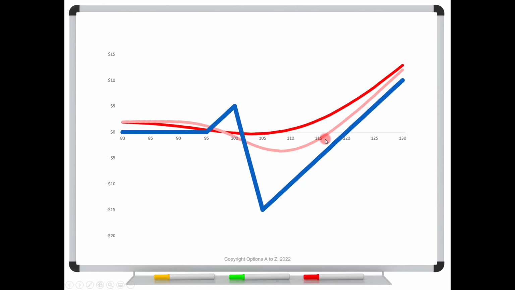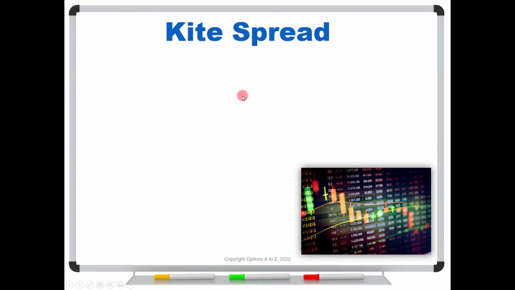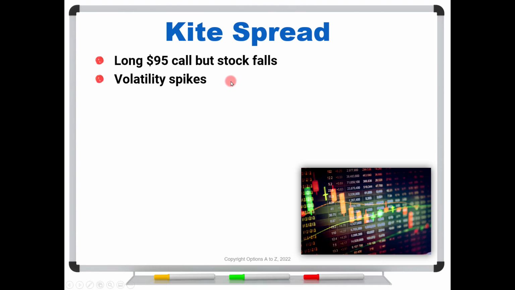So what's one reason why we might use a kite spread? Well, this starts to get a little complicated because there's really a lot of different reasons. But a very common one is, let's say that we were initially long the $95 call, but the stock falls. It's gone against us, volatility spikes, but we're still bullish. We're looking for a big turnaround for whatever reason. Well, we might sell 5 of the 100, 105 call spreads. And with a high volatility, we get this nice big credit.